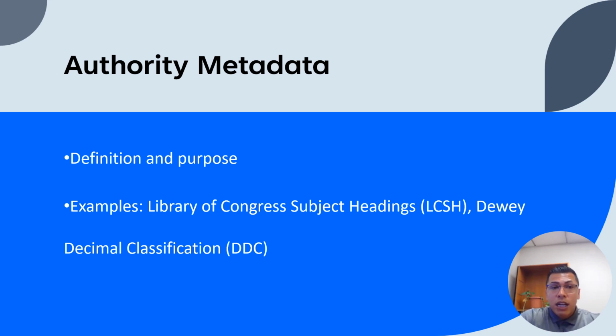Take that in contrast with the Dewey Decimal Classification. DDC, or Dewey Decimal Classification, a widely used library classification system, organizes resources into numerical categories based on subject matter. DDC enables users to browse resources within a specific subject area and find related materials more easily. Authority metadata plays an important role in library classification systems by promoting consistency, enhancing discoverability, and improving the overall user experience.